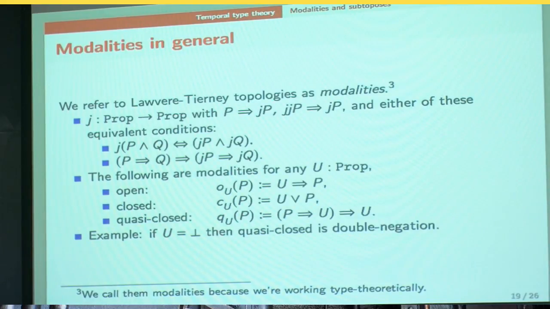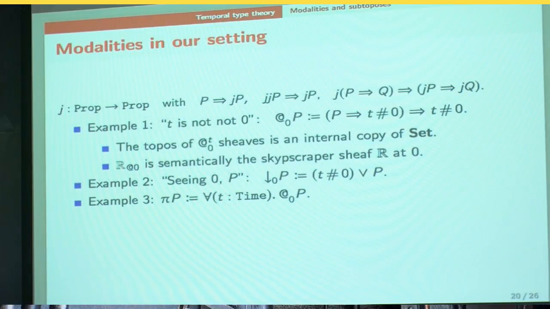That's a modality. Or if P implies it's raining, then it's raining. If P says it's raining, then it's raining. But this is called the quasi-closed modality. And for example, if you use U equals false, you get P implies false, which means not P. So not is a modality in a topos. So these are three important modalities, but there's lots more. But these are the ones we'll need here.